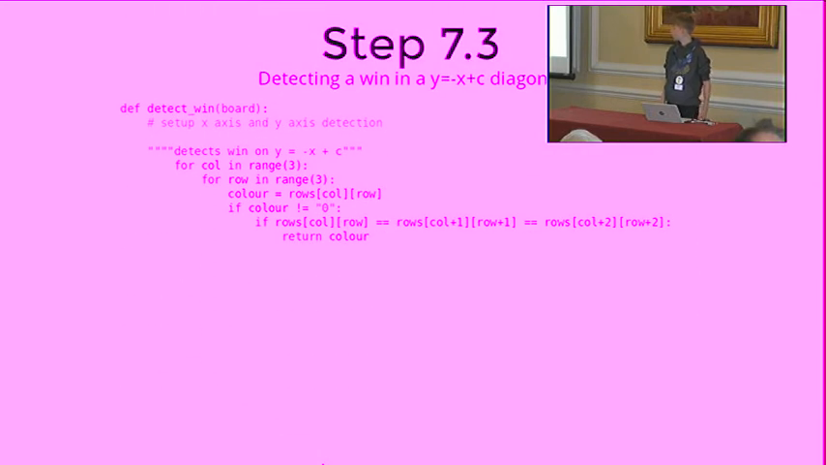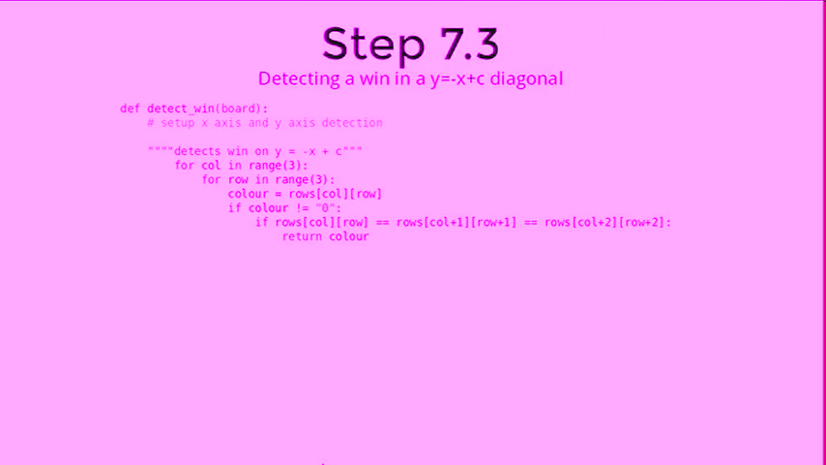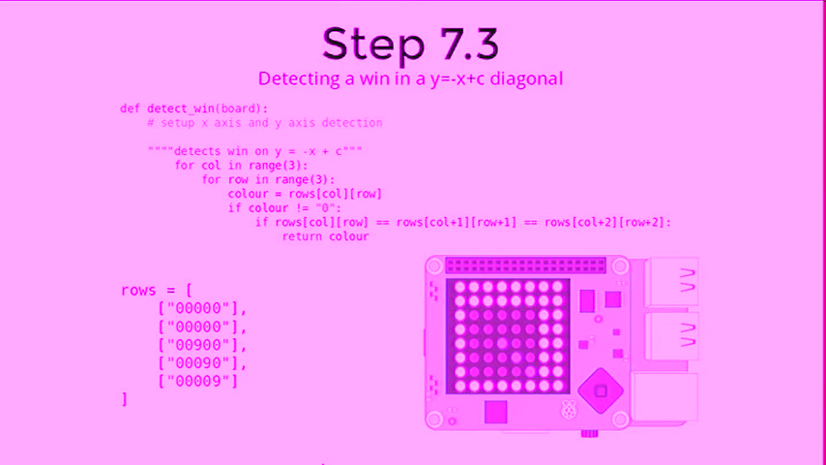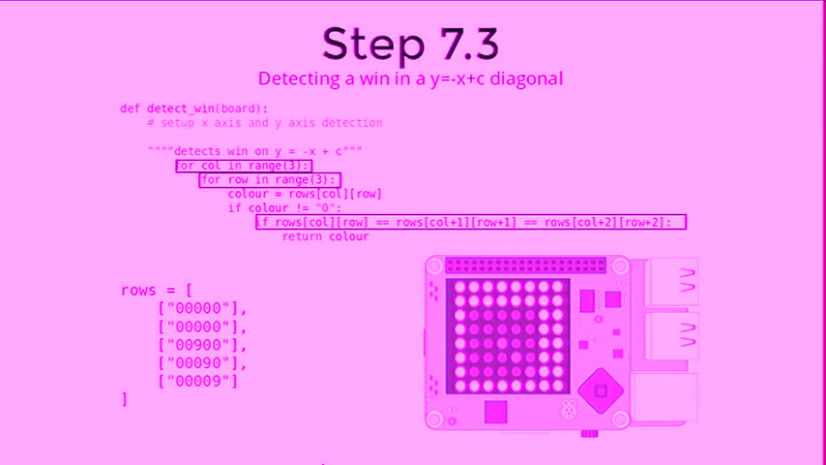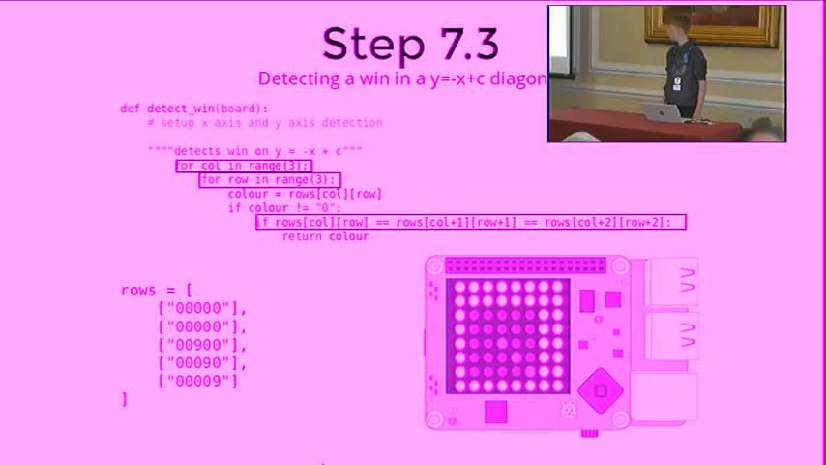And now we need to check if they won on the y equals minus x plus c diagonal. I didn't really know how else to describe it, but that's what the win would look like on the Sense HAT, just a diagonal in the wrong direction to what you normally see. So we just go along in the range of 3 and the range of 3 again, but this time we go up in the column and the row when we're checking in the diagonal. So you can see it will check down like that. So you're increasing your x and your y coordinate, and it will go across.